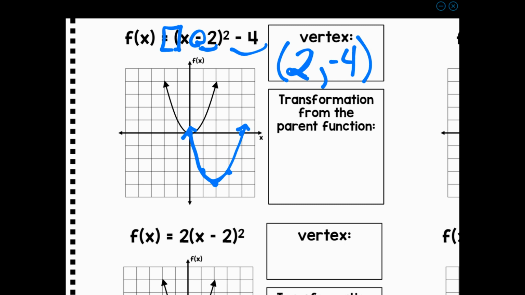These 3 coordinates right here are the 3 that are going to tell you whether it gets wider or narrower. And so those are the 3 most important ones for you to look at and see.